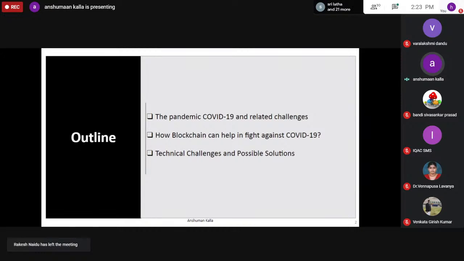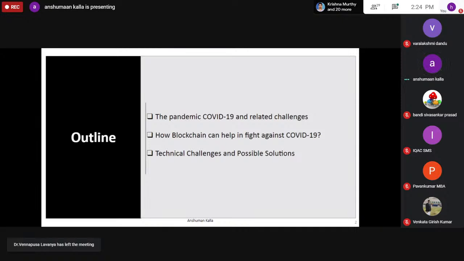The session is planned in 3 different parts. We'll start with a quick look at COVID-19 and related challenges. Then in the second part, we are going to look at a couple of use cases of blockchain technology that can help us to tackle the current unprecedented situation caused by COVID-19. And then towards the end, we are going to look at various technical challenges and possible solutions to mitigate them.